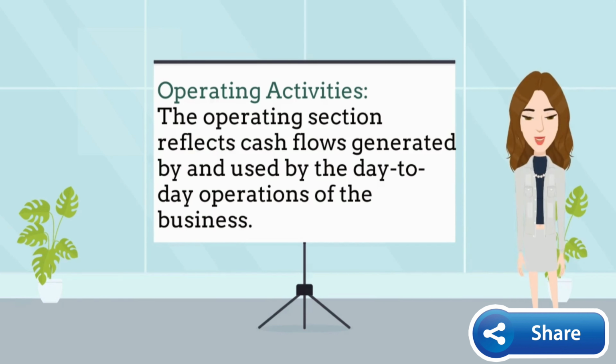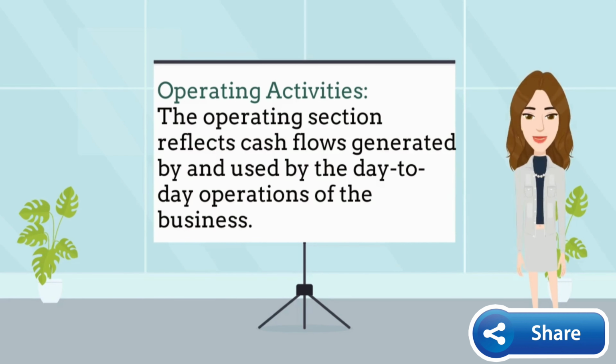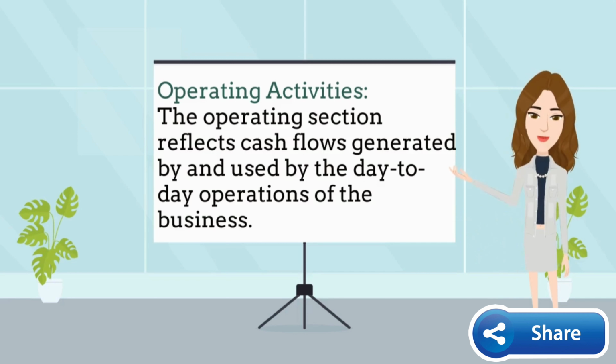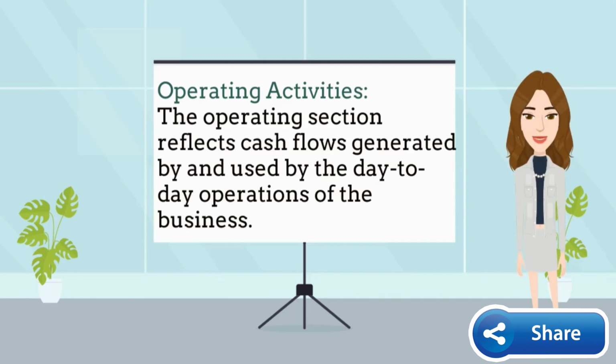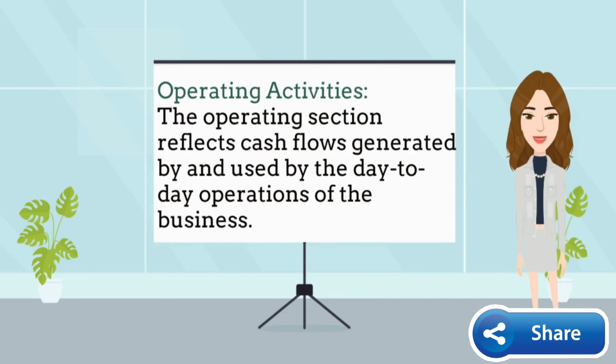All lines thereafter in that section are adjustments to reconcile net income to actual cash flows by adding back non-cash expenses like depreciation and adjusting for changes in asset and liability accounts. For example, depreciation is a non-cash expense. Thus, depreciation is added back to net income.